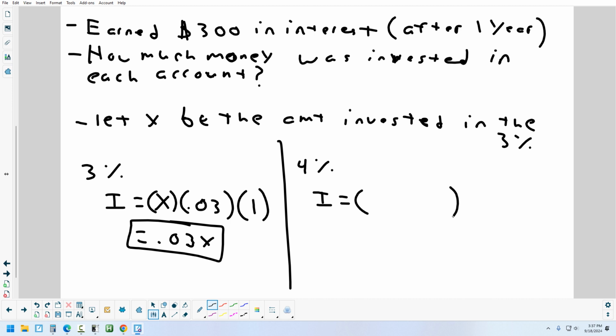$10,000 minus x. Yeah, it's 10,000 minus x. Perfect. What's the rate on the 4% account? 0.04. And again, the time is 1 year because that's what they said in the problem. Okay, so now we need to distribute that out.